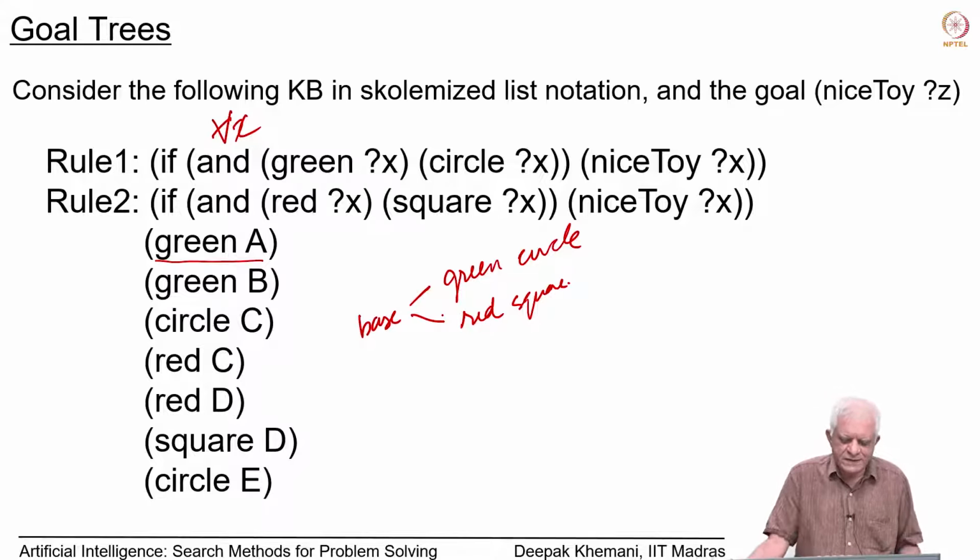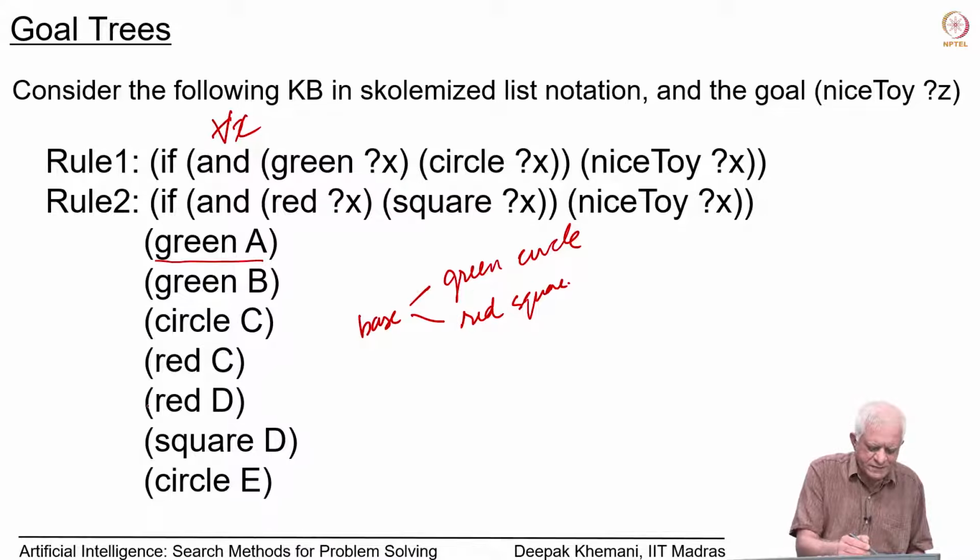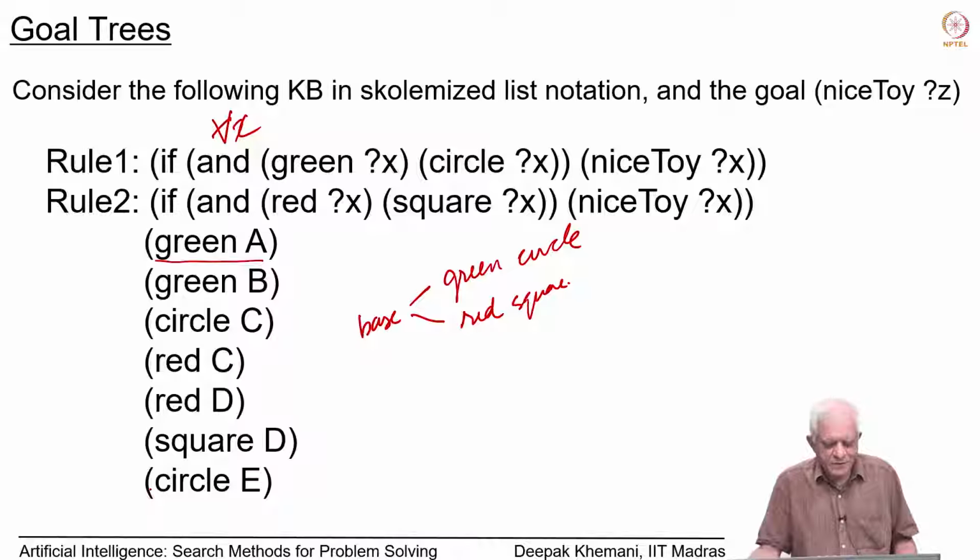And given this knowledge base, we have how many statements? 3 plus 3, 6, 7, 7 statements about 5 blocks. We are asking a question: is there a nice toy in our database or knowledge base essentially?